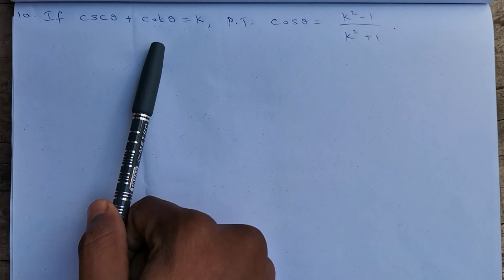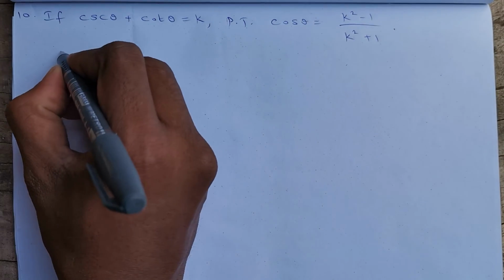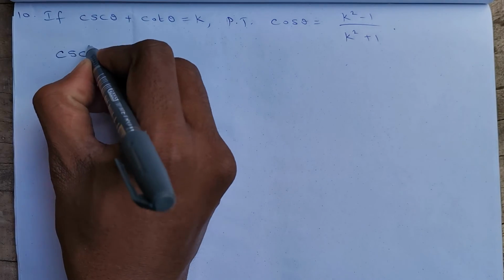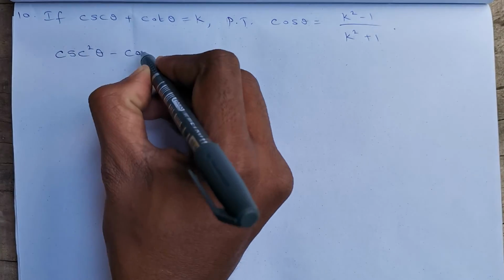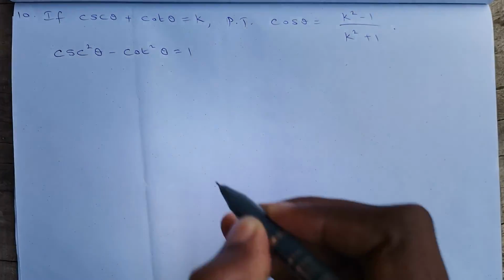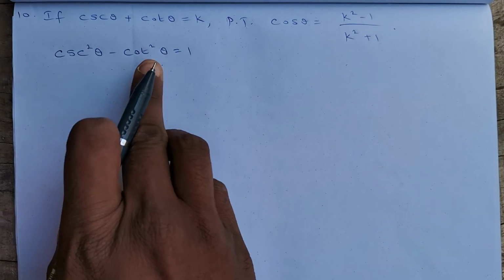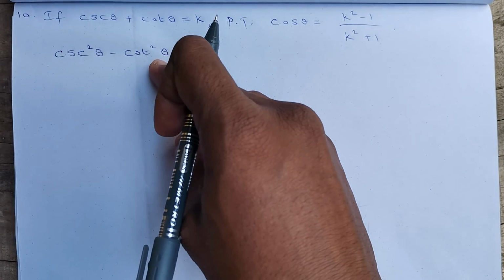Just watch that also. Okay, now here, for cosecant and cot, the identity we have is cosecant square theta minus cot square theta is equals to 1. So this cosecant square theta minus cot square theta is in the form of a square minus b square.